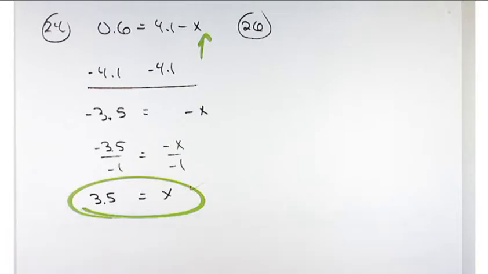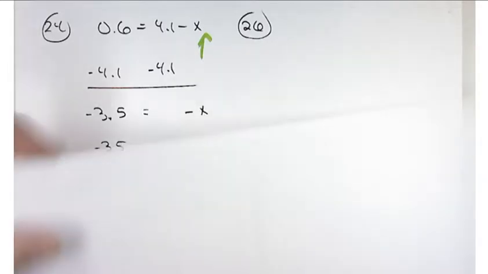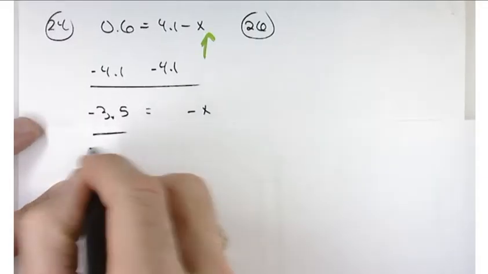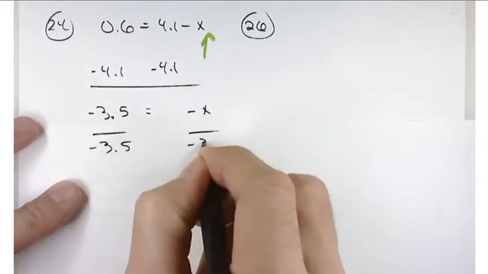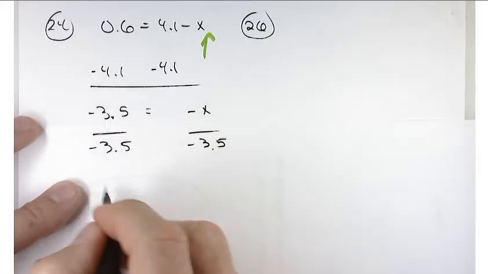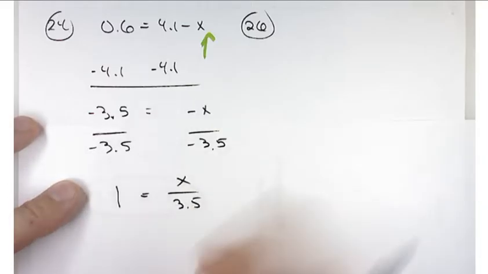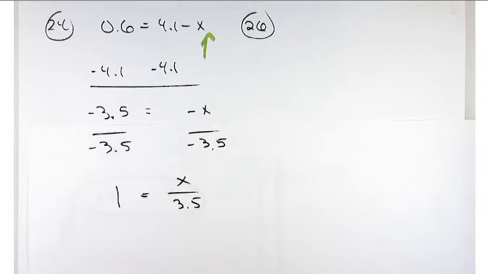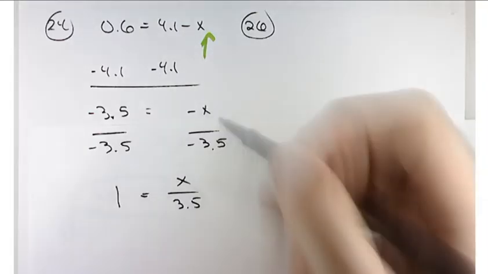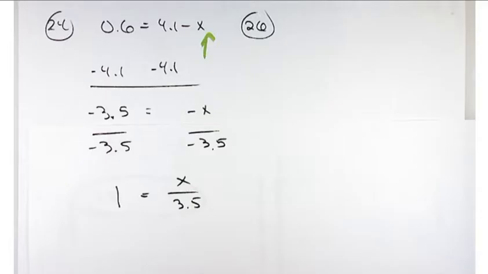For 24, why did we divide by -1? Why we didn't divide by -3.5? Well, if you divide by negative 3.5, that would put it over here. So, for instance, if I divide this by negative 3.5, then I have to divide that by negative 3.5. This over this would give me a 1. This over this would give me x over 3.5. So it doesn't finish solving the problem. We did get rid of the negative, but you still have to get x by itself. Okay. Yeah, I appreciate the question.